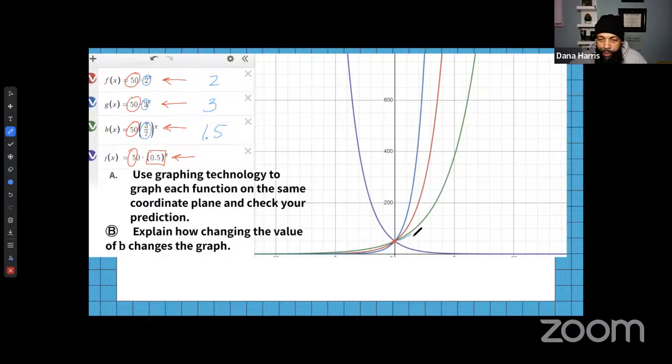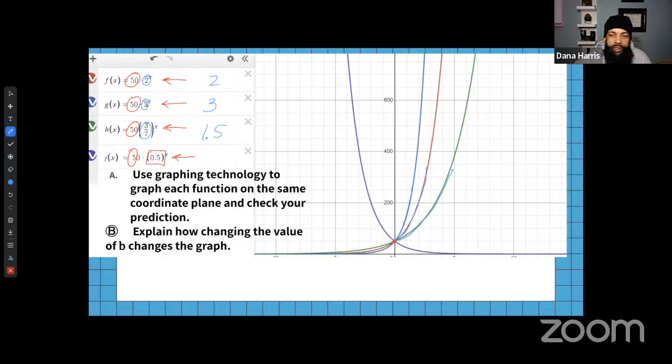Notice the green one stretches out the furthest here. And then the 2, the red, stretches out a little bit less than the green one. And then the blue one, notice it stretches out the least, okay? So let's think about why that is.